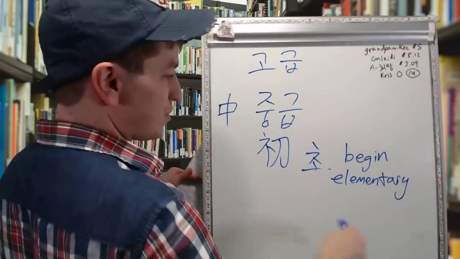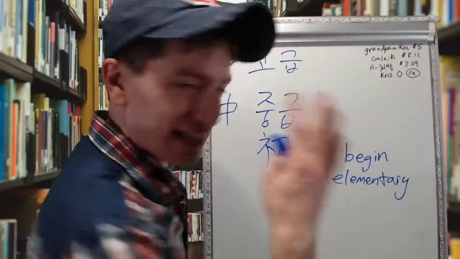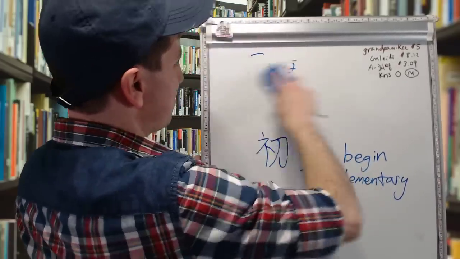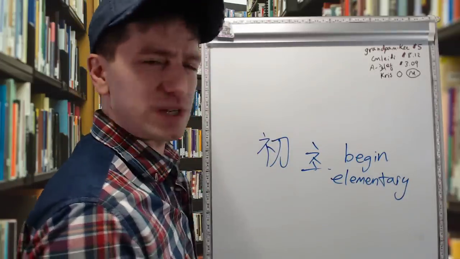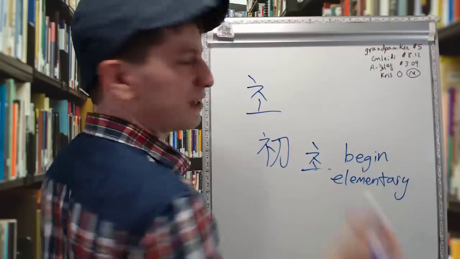But we're not done with that. So you have 초, which means elementary or beginning, like the start of something. Well, let's go back to our school example. We want to say elementary school. Well, how would we say elementary school? It actually just so happens to be 초.